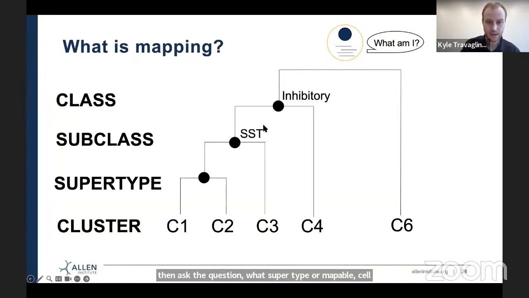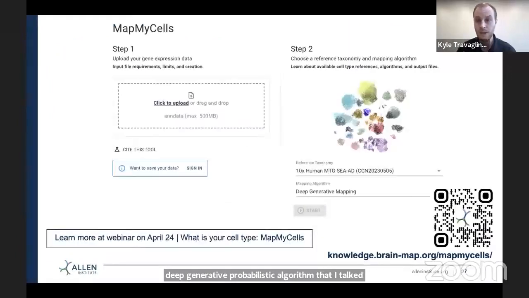And I just want to say, in this process, this uses a deep generative probabilistic algorithm that I talked about and described in the Q&A session. And we've made a web-based tool where people can go and upload their own data and then map using this approach to the SEA-AD taxonomy online. And what this will return, if you upload your own data, is a list of all of the cells within your data set, and then a prediction of the label, and then a probability that comes from the model for how confident we are in that label.